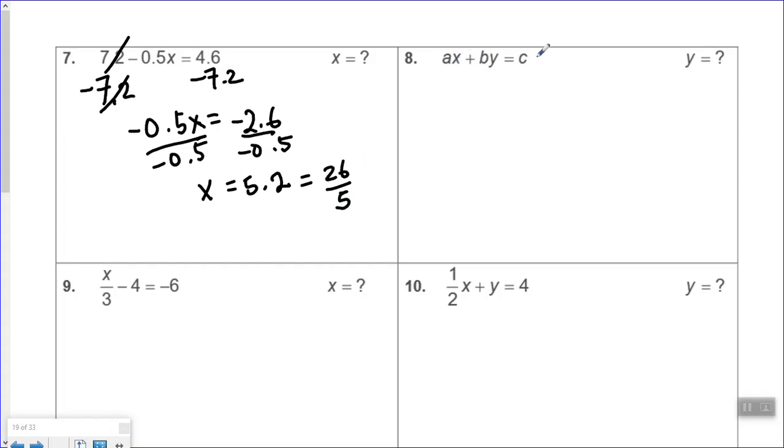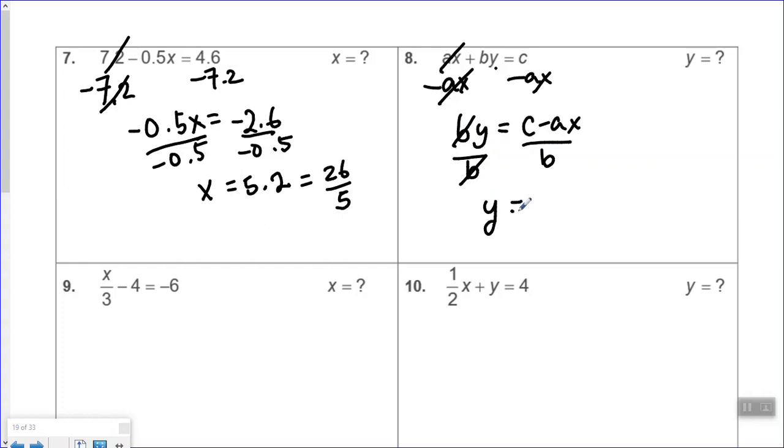Okay. ax plus by equals c. You are separating y. Subtract ax on both sides. We have by equals c minus ax. We want to isolate y, so divide both sides by b. b will be cancelled. y equals c minus ax over b.